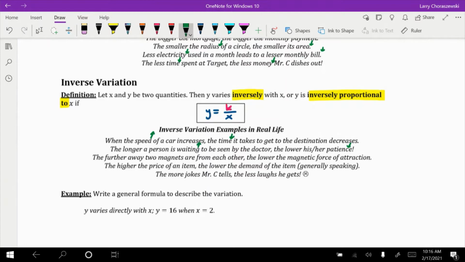Okay, so if you increase the distance, the lower the magnetic force of attraction. The higher the price of an item, generally speaking, that lowers the demand of it. Okay, not always, but there are lots of examples where we would see that taking place.